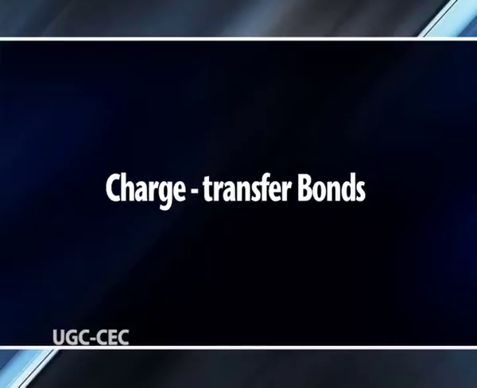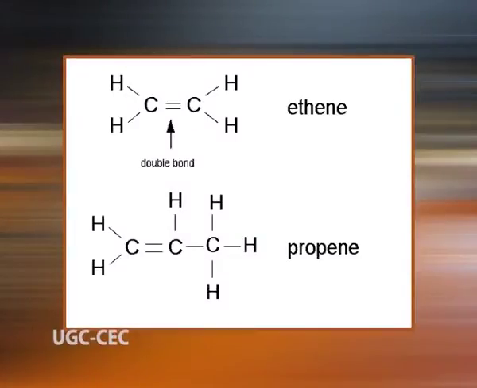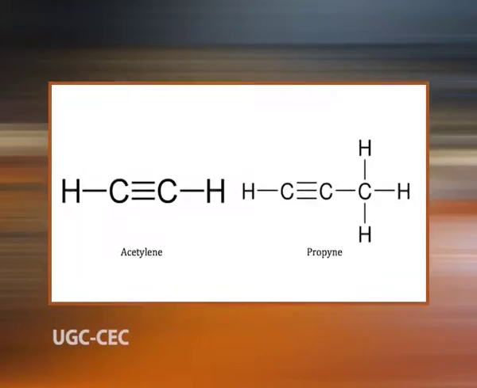Number 6 is the charge transfer bonds. It occurs between an electron donor group in one molecule and an electron acceptor in another. Electron donors such as alkenes, alkynes, and aromatic ring bearing an electron donating group and atoms having pairs of non-bonded electrons such as oxygen, nitrogen, and sulfur. Electron acceptors such as aromatic ring bearing an electron withdrawing groups.